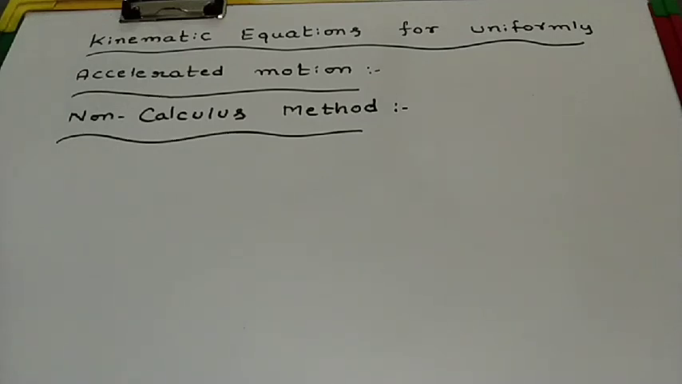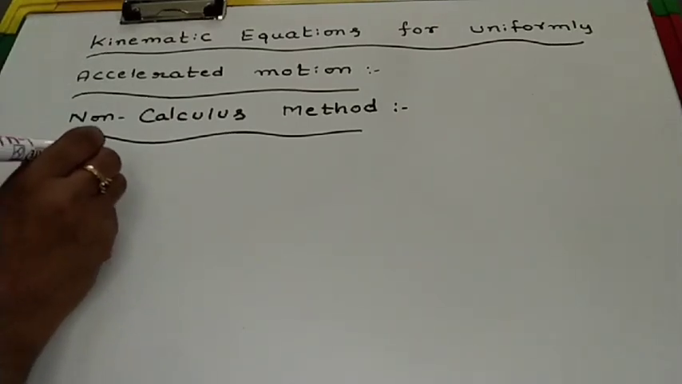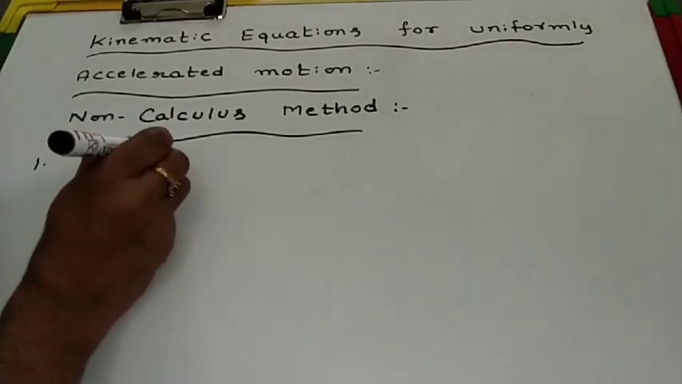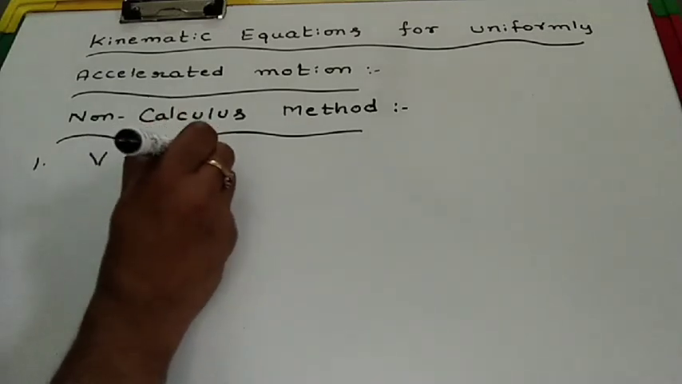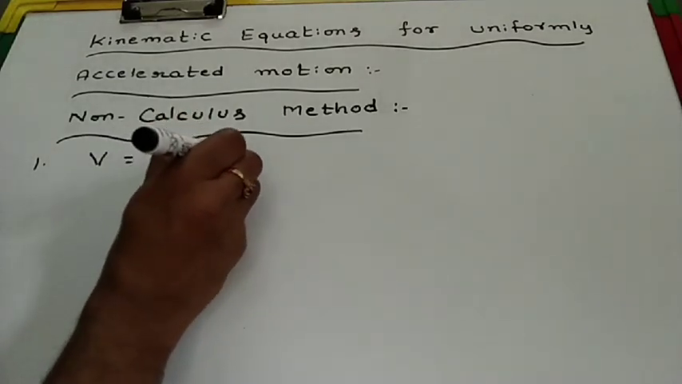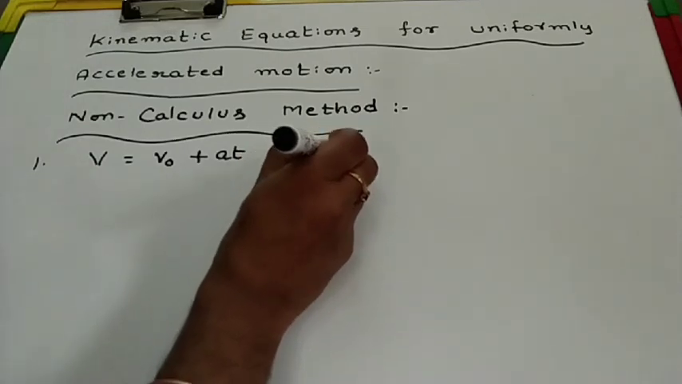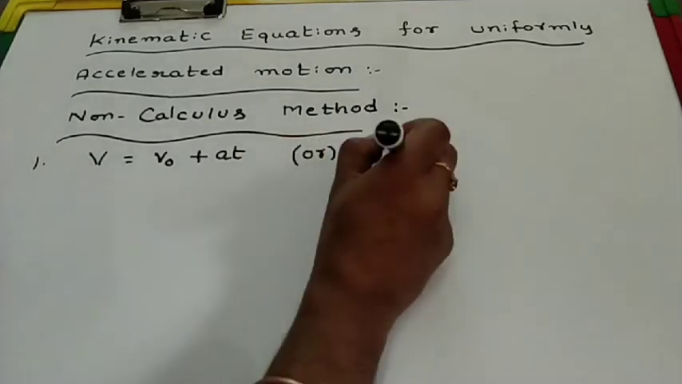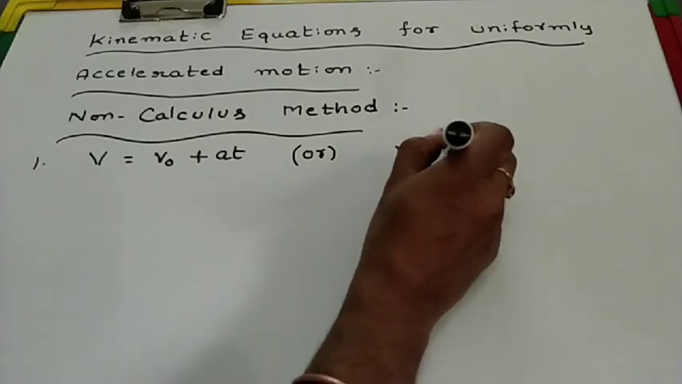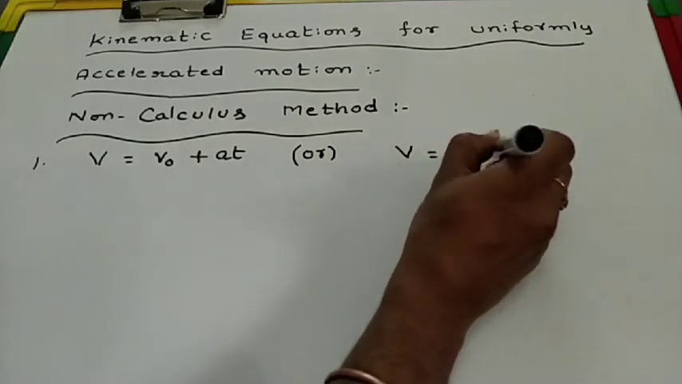Now, how many equations of motion are there? There are 4 equations of motion. That is V is equal to V naught plus AT, or we also write it as V is equal to U plus AT.